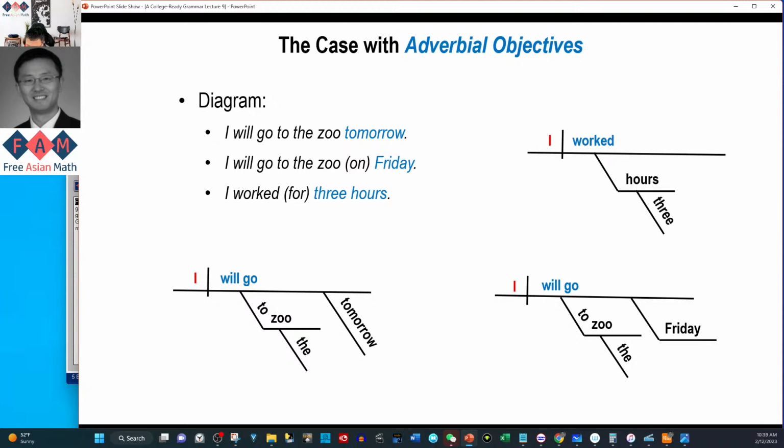I work 3 hours. Same thing. I work for 3 hours, which is a prepositional phrase modifying work, but you don't have that for. So therefore, you just diagram it as this Friday. Okay? So there are other kinds of adverbial objective.